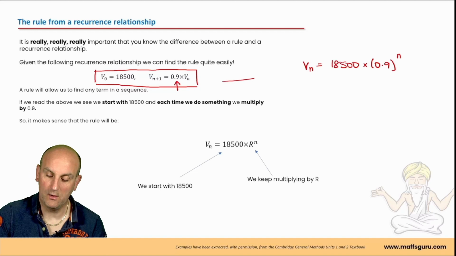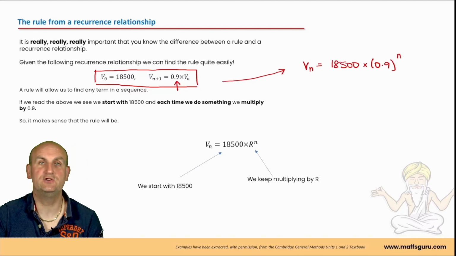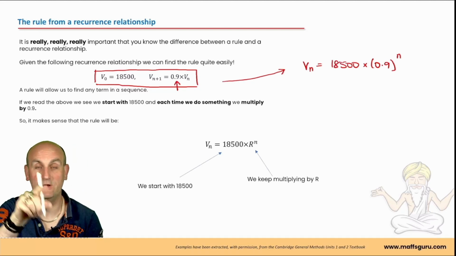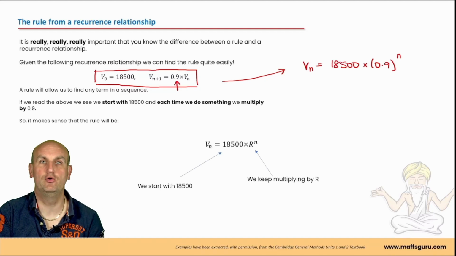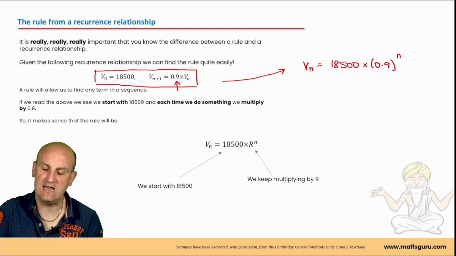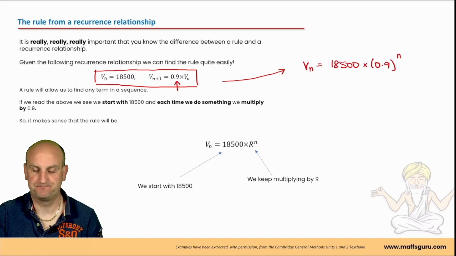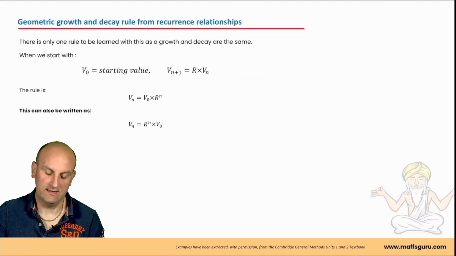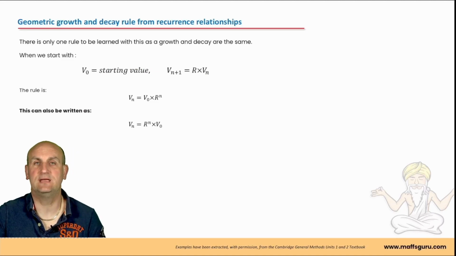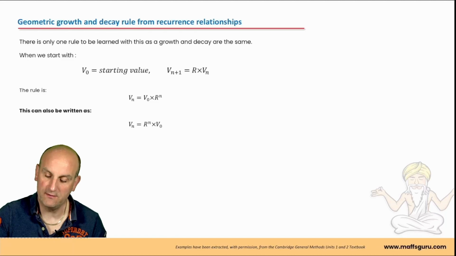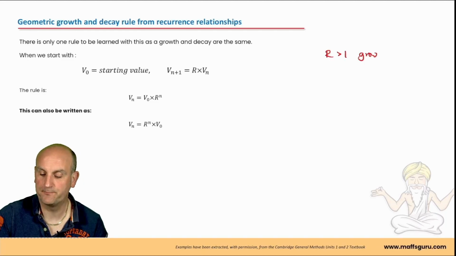So there we go. I have turned my recurrence relationship, which goes term to term to term, into a rule that now allows me to find any number I like. And again, practice makes perfect. There is only one rule to be learned with this, as growth and decay are exactly the same. When the value of R is greater than 1, it will grow. When my value of r is less than 1, it will shrink or decay.